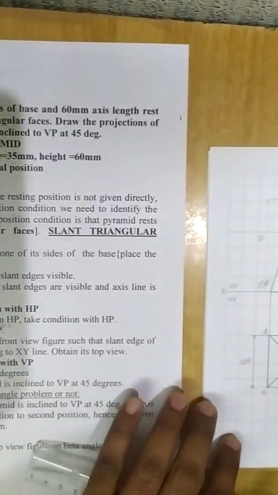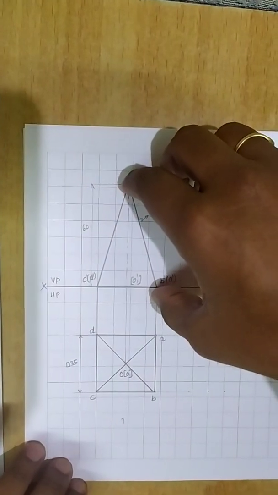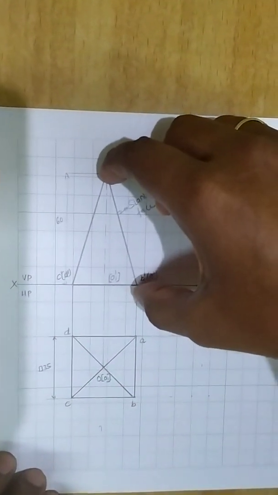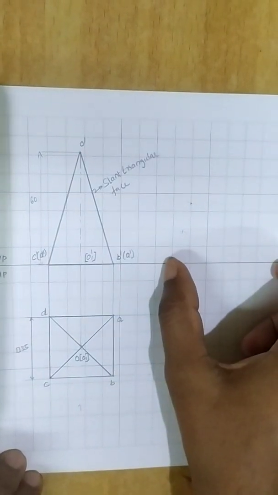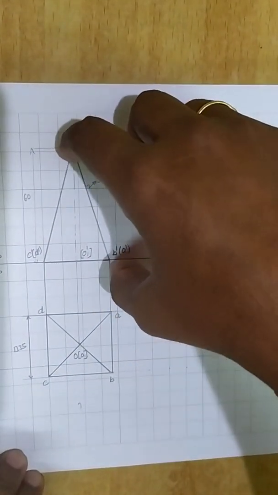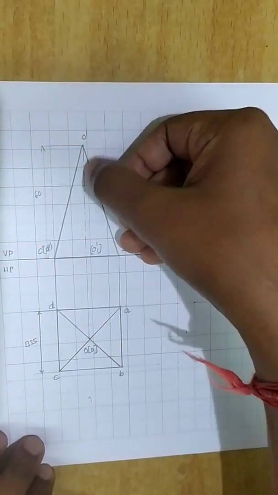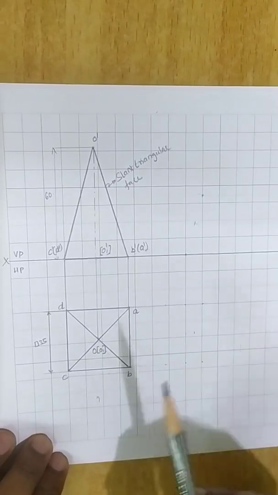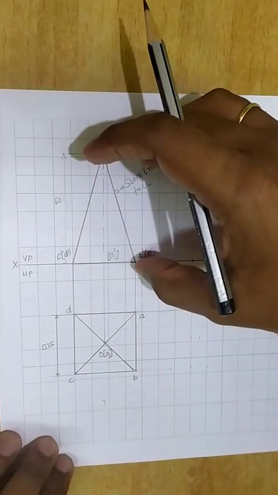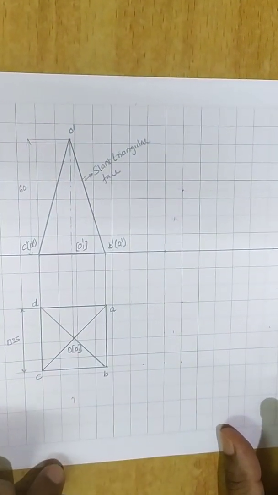Now I should redraw this front view figure. I have to tilt this triangle in such a way that this slant triangular face comes on the XY line. So in such a way we have to tilt this pyramid. In earlier cases we used to give the angle of inclination with respect to the axis and HP. Here the angle is not given; instead he is telling that the slant triangular face is completely resting on HP. So now let us redraw that.